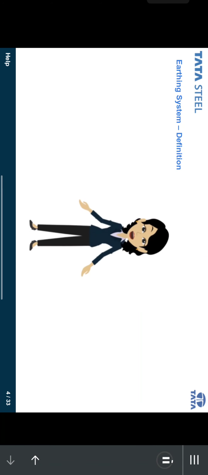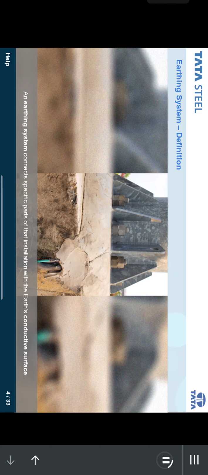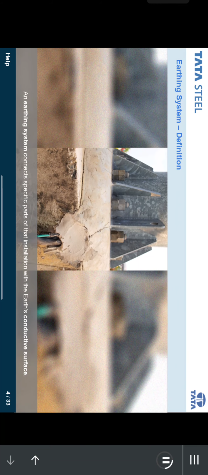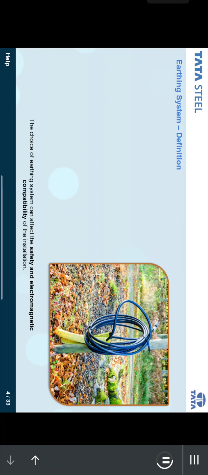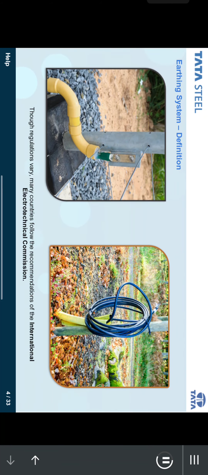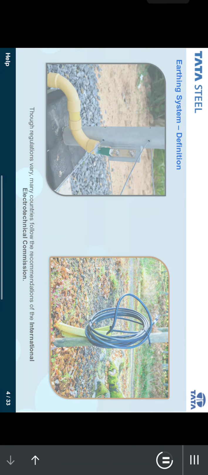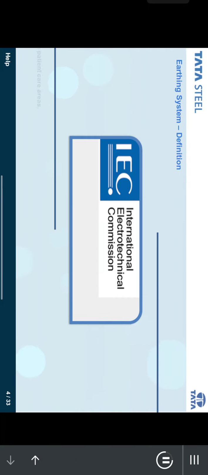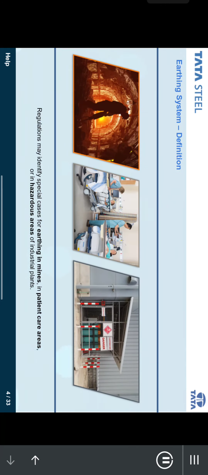So let us begin with understanding what is earthing system. In an electrical installation, an earthing system connects specific parts of that installation with the earth's conductive surface for safety and functional purposes. The point of reference is the earth's conductive surface. The choice of earthing system can affect the safety and electromagnetic compatibility of the installation. Regulations for earthing systems vary considerably among countries, though many follow the recommendations of the International Electrotechnical Commission. Regulations may identify special cases for earthing in mines, in patient care areas, or in hazardous areas of industrial plants.